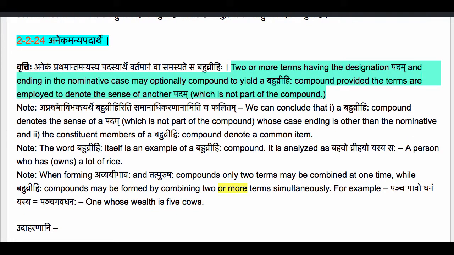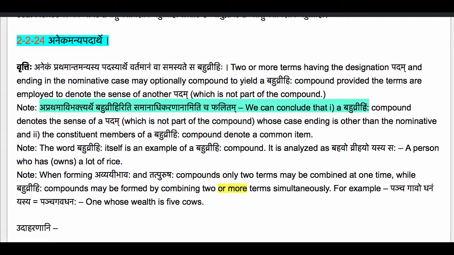Now the first note here says that aprathama vibhaktyarthe bahuvrihiriti, samanadhikarananam iti cha phalitam. We can conclude that, first, a bahuvrihi compound denotes the sense of a padam which is not part of the compound, whose case ending is other than the nominative. Since the case ending of all the words which are part of the bahuvrihi compound is the nominative, and these words are employed to denote the sense of another padam which is not part of the compound, it follows that that other padam, which is the pradhana padam, has a case ending other than the nominative. The terms in the compound all end in the nominative case, and since they are denoting another padam outside that compound, that other padam should obviously have an ending other than the nominative.